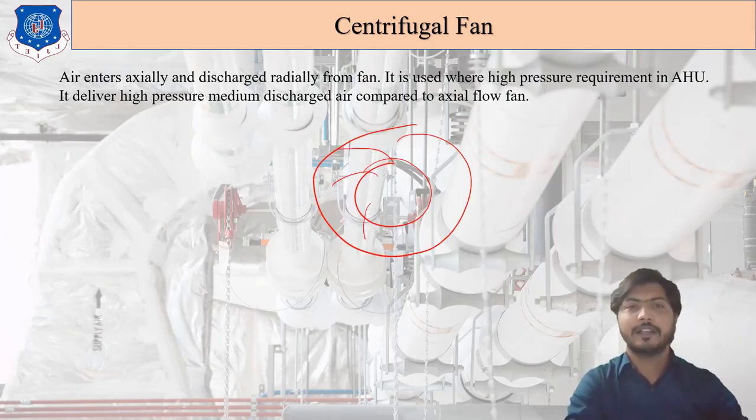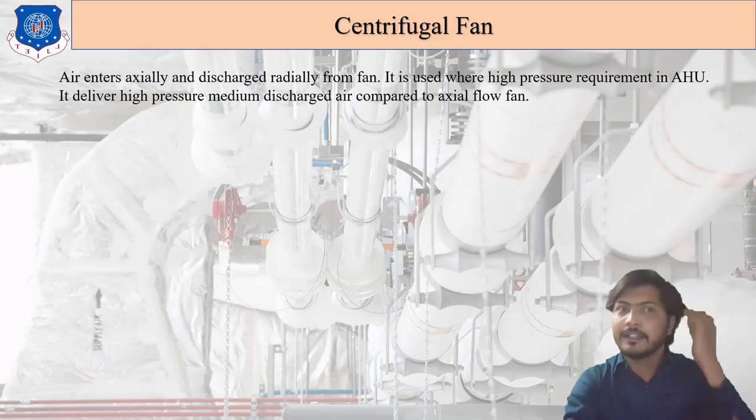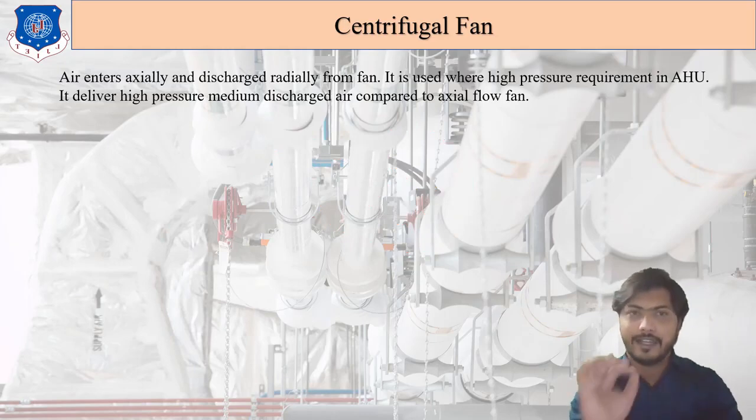This is our blade. The air comes along the rotor shaft axially and discharges radially, perpendicular to the shaft or axis of rotation. That is known as a centrifugal fan. That means air enters axially and discharges radially from the fan.